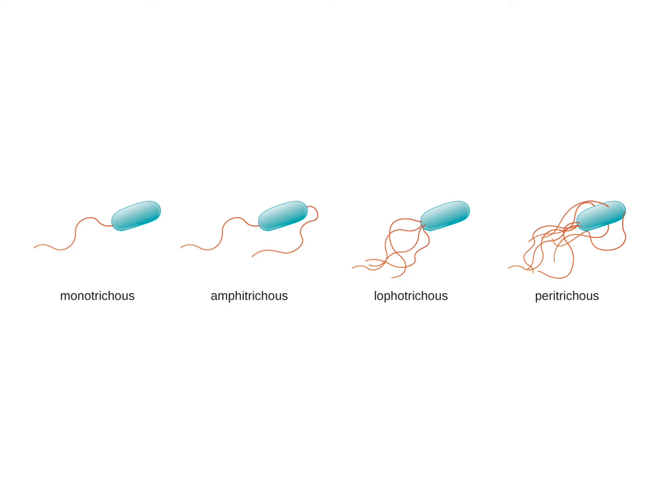This is a diagram from your book that shows those different arrangements. Again, a single flagellum is monotrichous. One on each end is amphitrichous. A little tuft or a bunch of flagella on one end is lophotrichous. And if the flagella are all around the bacteria, then it's peritrichous.